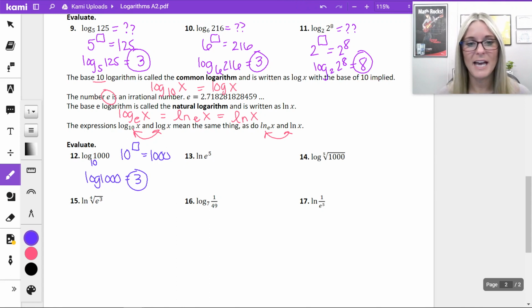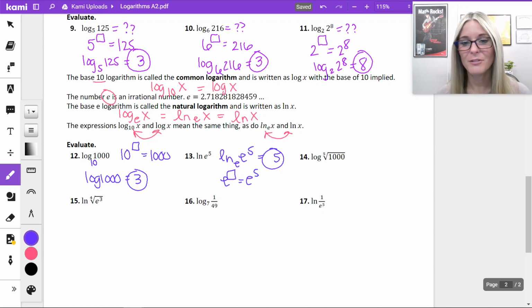In number 13, we have ln, or the natural log, of e to the fifth. Remember, natural log, or ln, is using a base of e, and then we have e to the fifth. So let's use exponential form. The base e, what exponent would give us our result, or the e to the fifth? It's going to be 5. ln, or natural log, of e to the fifth is just 5, because when I showed it in exponential form, the base equal to the result, I can see I'm missing that 5 as my exponent.